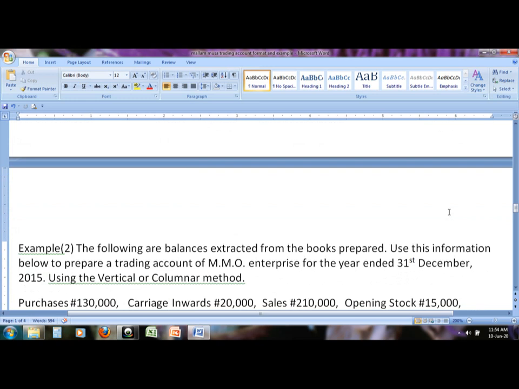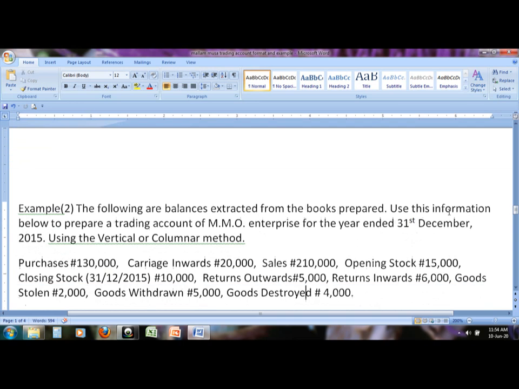Example 2. The following balances are extracted from the books. Use the information below to prepare a trading account of MMO Enterprises for the year ended 31st December 2015. Use the vertical or columnar method. These are the questions. Purchases 130,000. Carriage inward 20,000. Sales 210,000. Opening stock 15,000. Closing stock as at 31/12/2015 10,000 naira. Return outward 5,000 naira. Return inward 6,000 naira.